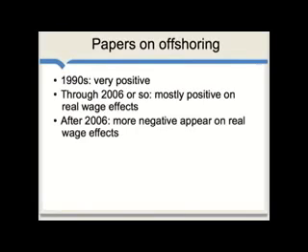To make it all more complicated, the conclusions you'll find in papers on offshoring may depend on when the paper was published. So if you read papers from the 1990s, they tend to be very positive about the wage effects of offshoring in the wealthier country. Papers through about 2006 or so, they're mostly positive on those wage effects, but they're beginning to be more skeptical. After 2006, we find many of the papers become more negative on the real wage effects in the wealthier countries.